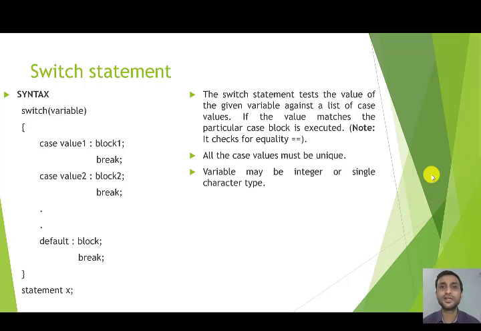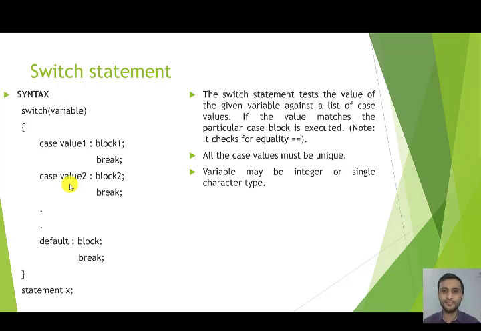And all the case values need to be unique. What does that mean? Can you see case value 1, case value 2, then case value 3, case value 4, there can be thousands of cases. These values need to be unique. If in case value 1 we have written 1, then we cannot write 1 again here. In case value 2 we cannot write 1 because we have already taken 1 as a value. The values should be unique. I will let you know with the help of an example.